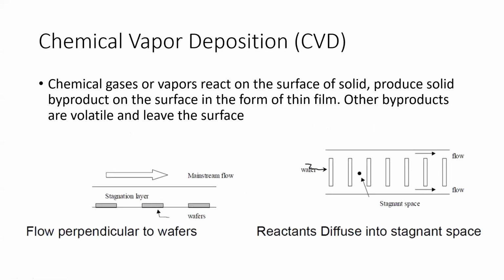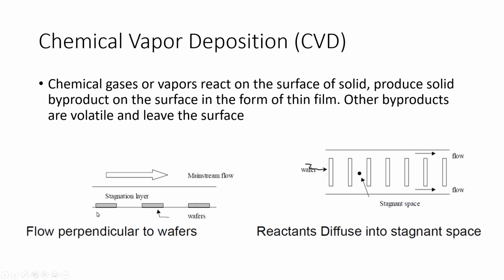So last lecture, we talked about some chemical reactions and the dynamics in the CVD system. So we know the chemical gases or vapors can react on the surface of a solid and then produce some solid and byproduct on the surface in the form of thin films. The byproducts are usually volatile and then will leave the surface.